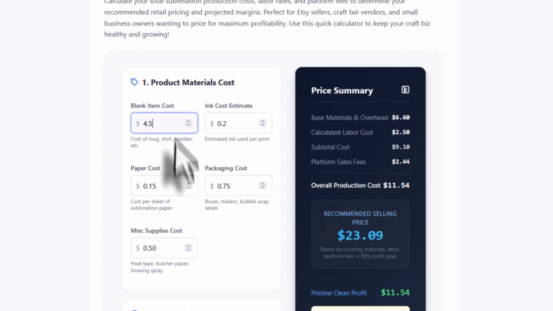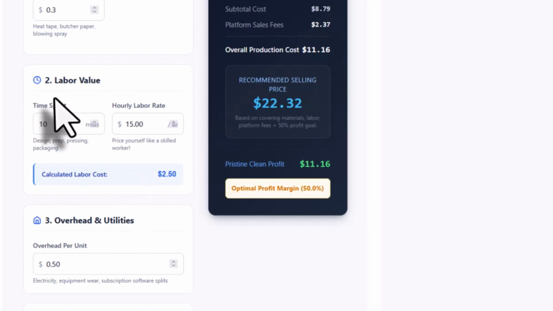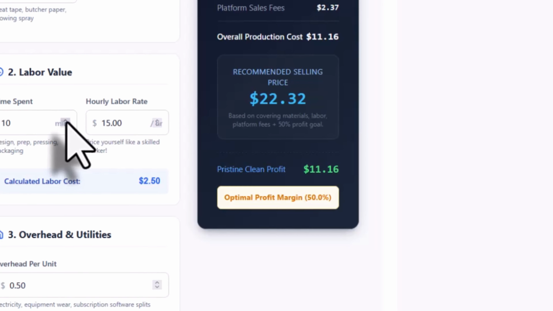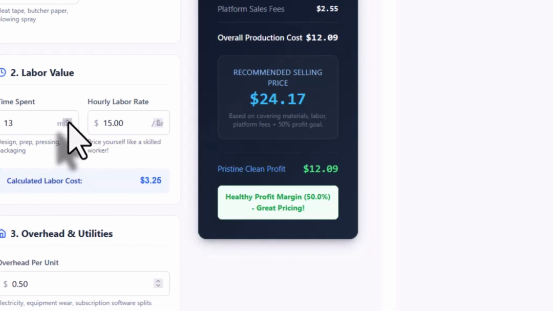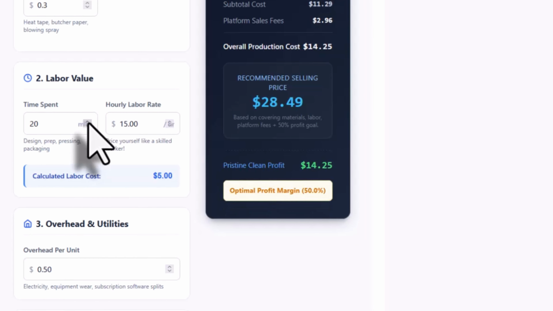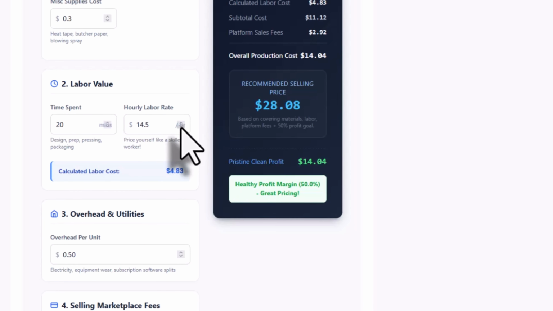Now let's calculate labor. This is one of the biggest pricing mistakes beginners make because many people accidentally treat their time like it's free. Enter the number of minutes it takes to design, print, press, and package the product, then enter your target hourly rate. The calculator automatically estimates your labor cost per item.